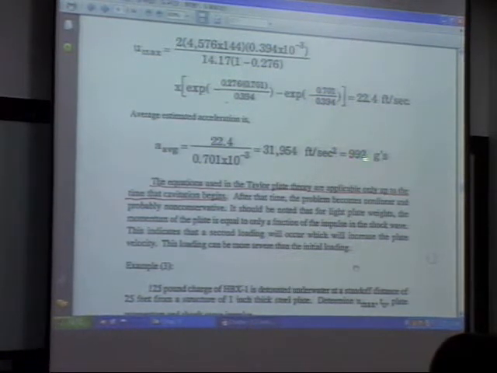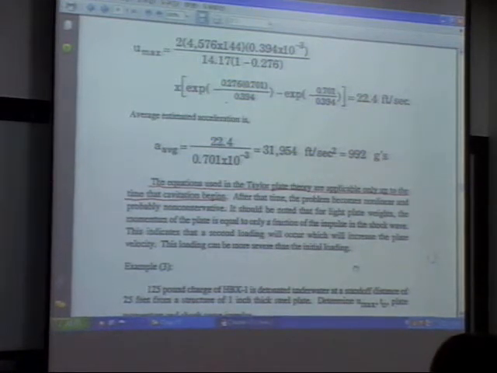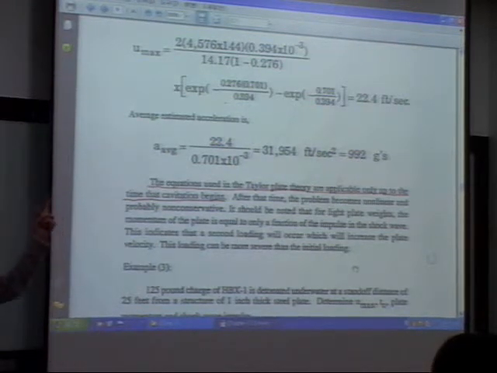So it's 992 G's. Tremendous. Then you multiply this by the mass of the valve. That's the force that you have to design your weld for.